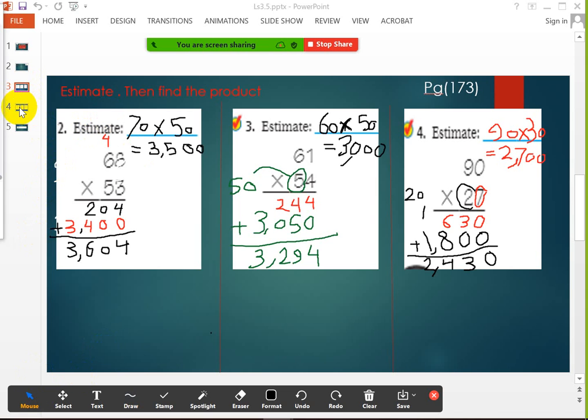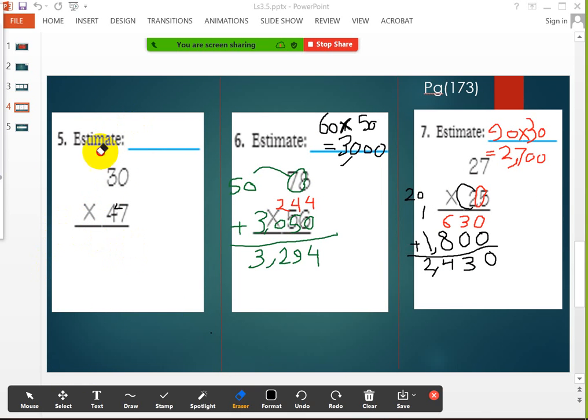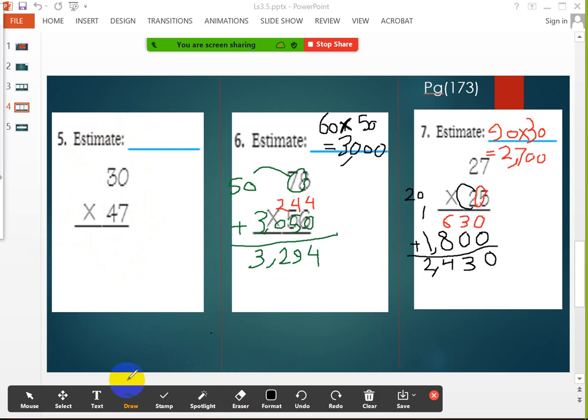Now we will continue and we will move to exercise. I will erase just number 2 and I will leave 3 and 4 for you. So let's multiply now 30 with 47. First thing I will estimate. So I will estimate the answer.